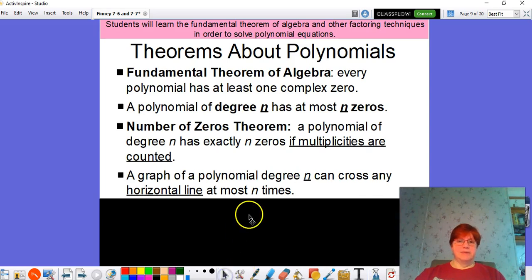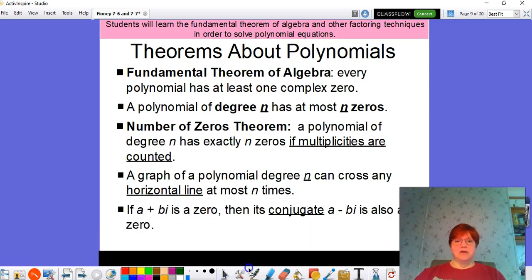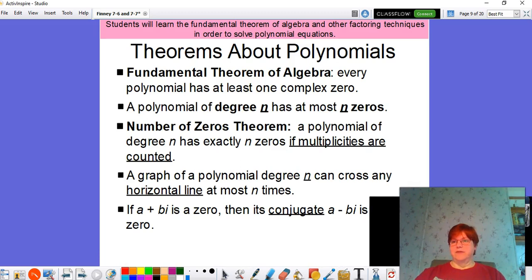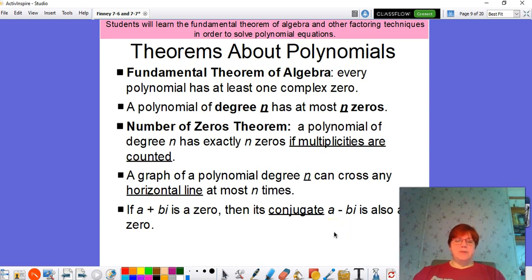I think this might be our last theorem. Yes, our last theorem is one that I thought we already did, but we didn't. It says if a plus bi is a 0, then the conjugate is also a 0. What does that mean? If we have a solution and we've solved using the quadratic formula and found that 3 plus 4i is a solution, guess what? So is 3 minus 4i.